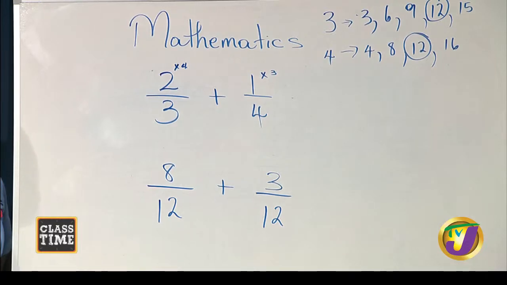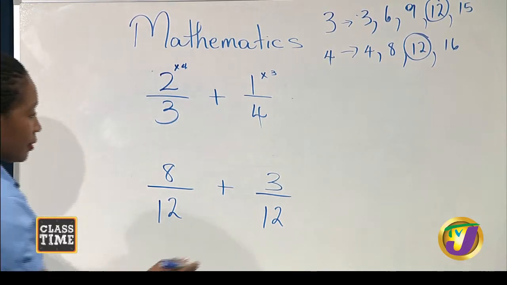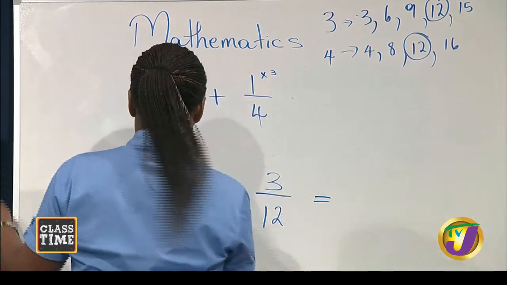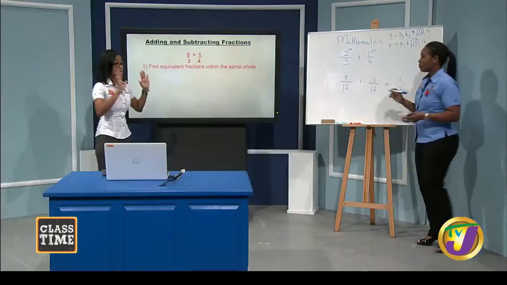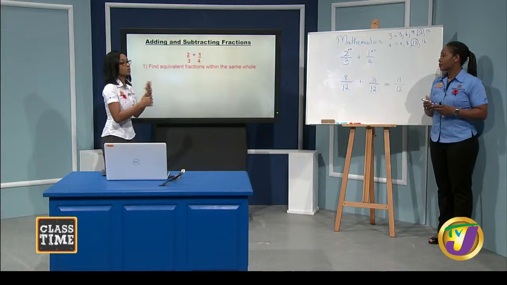So now they're of the same family. We can definitely add. Seeing that they're of the same family, remember now, same family, same whole. We don't need to do anything to our denominator.